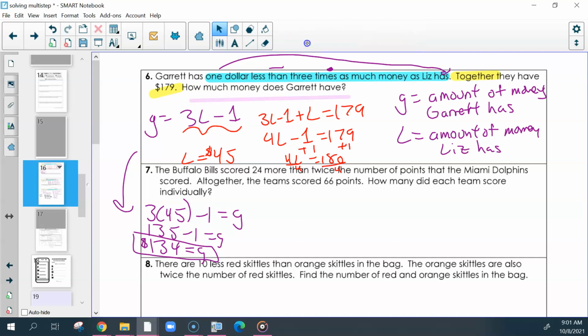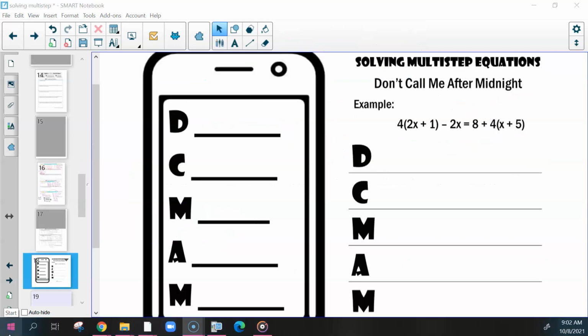I'm going to pass out your notes. How I think of solving this, I think of this acronym. Don't call me after midnight. I'm not usually awake at midnight anyway.